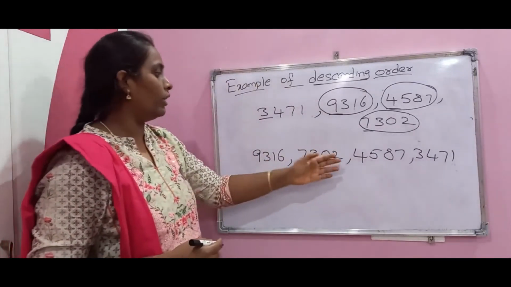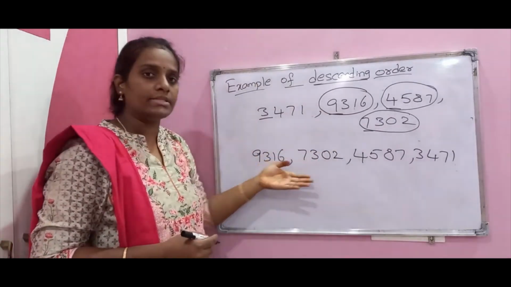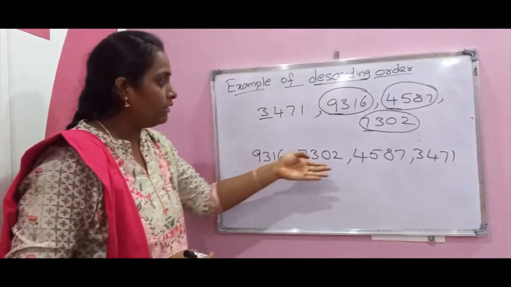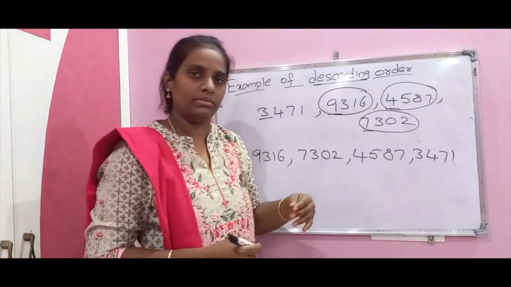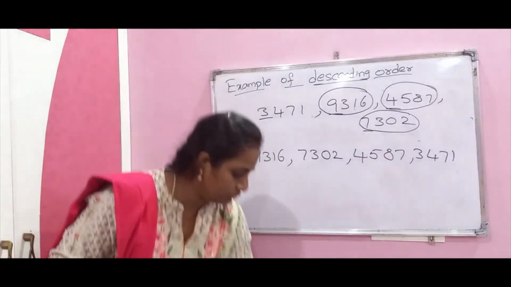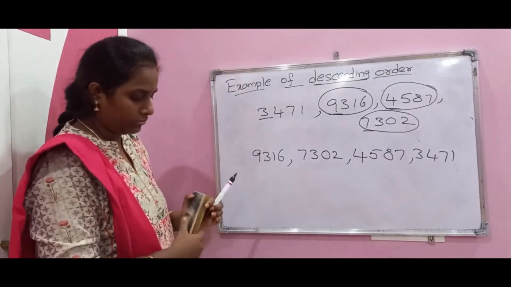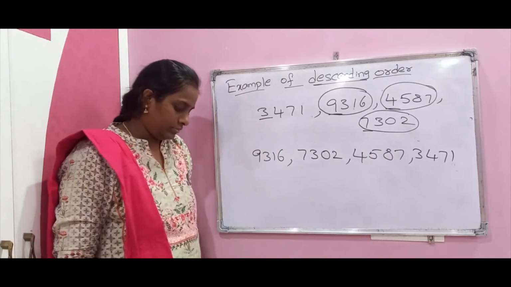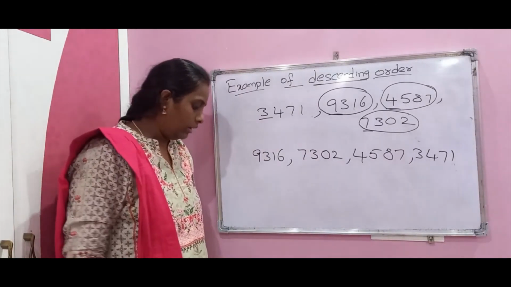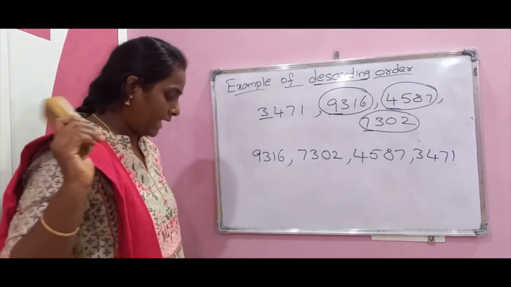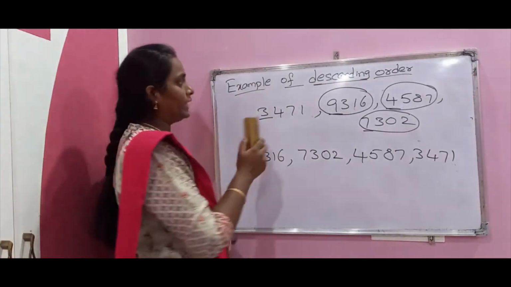This is the descending order. Means decreasing order. 9, 7, 4, 3. These are decreasing. Yes, copy it. Complete the exercise 1.5. Do it in the homework book.